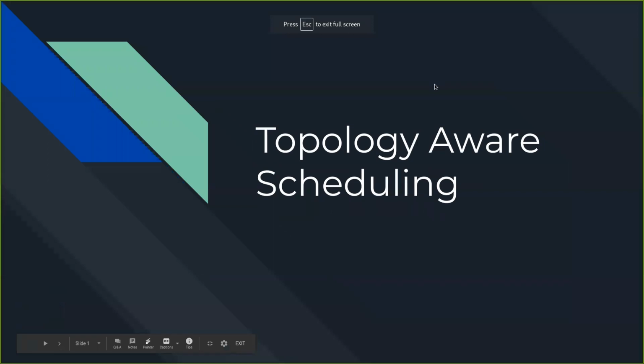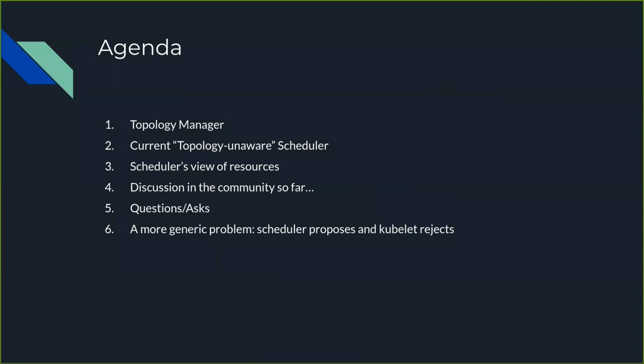Oh, yeah. Excellent. Yep. So this is our agenda. I'm just going to go through Topology Manager, provide a quick overview of what the current state of topology awareness is in scheduler, or you could call it topology unawareness in scheduler, the scheduler's view of resources at this point in time, the discussion that has happened in the community so far, a few questions and things that we'd like to chat about, and a few proposals.